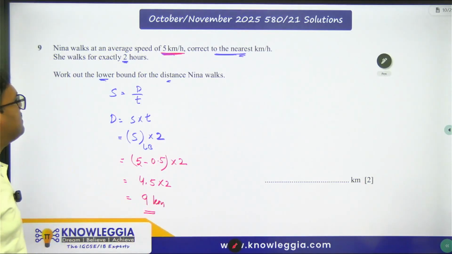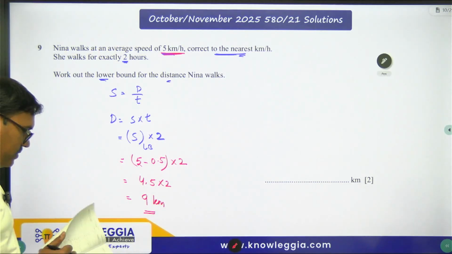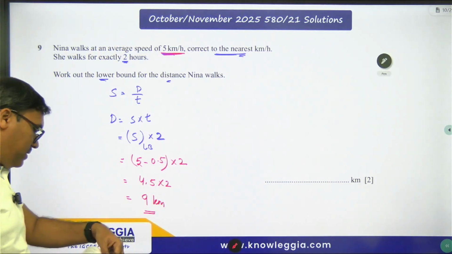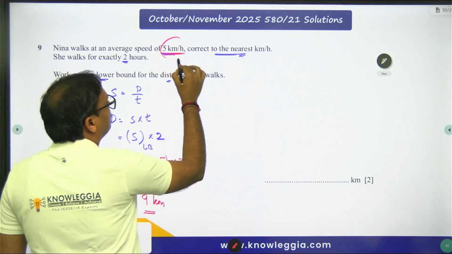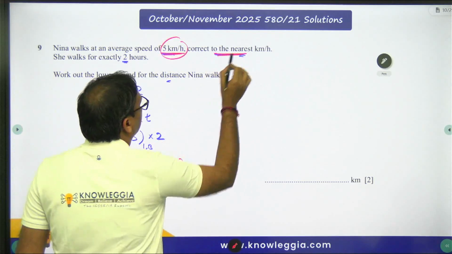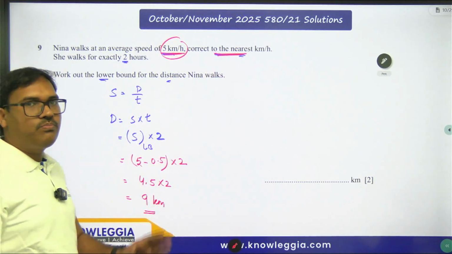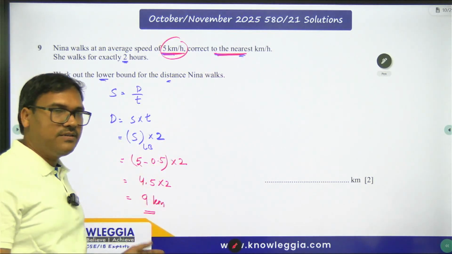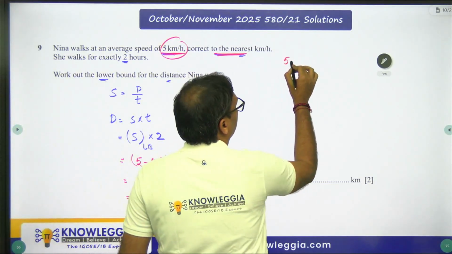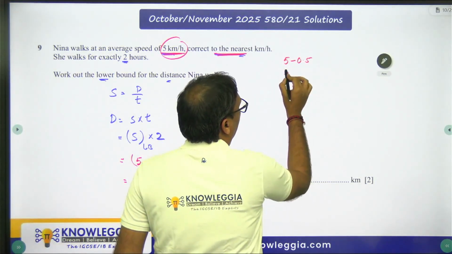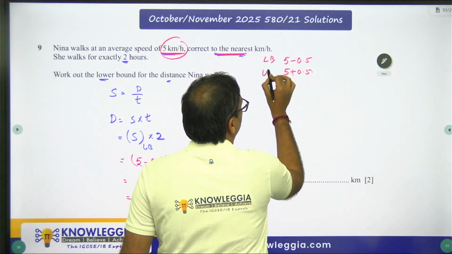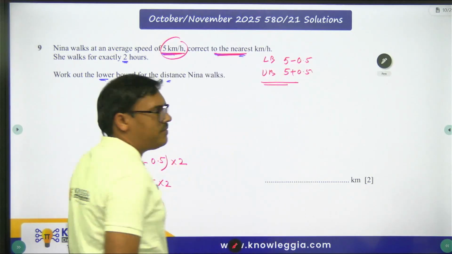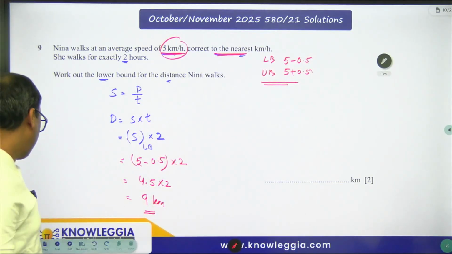So what is the answer? 9 kilometers is the lower bound. So let's see the answer. Question number 9, 9 is the correct answer to this question. Basically, you have to find the lower bound. Since this is correct to the nearest kilometer per hour, the lower bound is 5 minus 0.5 and the upper bound is 5 plus 0.5. This is the lower bound and this is the upper bound. So this is how we can calculate this.